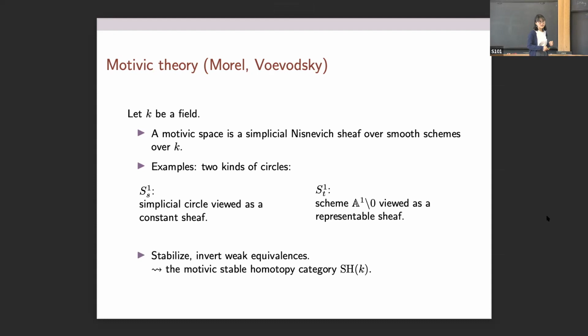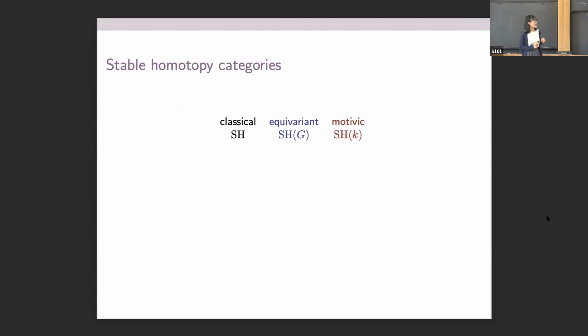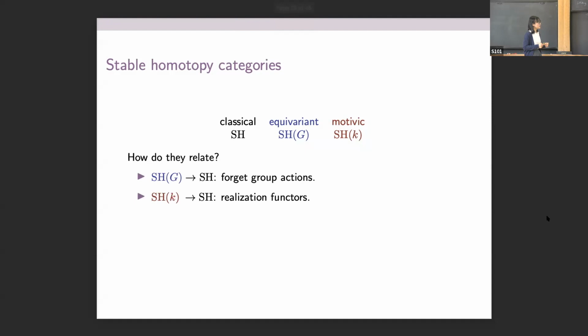Okay. Now we have these three stable homotopy categories: classical, equivariant, and motivic. By themselves they are very helpful. Equivariant theory is used in, for example, the Hill-Hopkins-Ravenel solution to the Kervaire invariant problem, and motivic is central in Voevodsky's work. The question is, how do they relate to each other? From equivariant to classical, it's more or less obvious: you just forget the group action. And from motivic to classical, the connection is given by what are called realization functors. And so here's what it is.